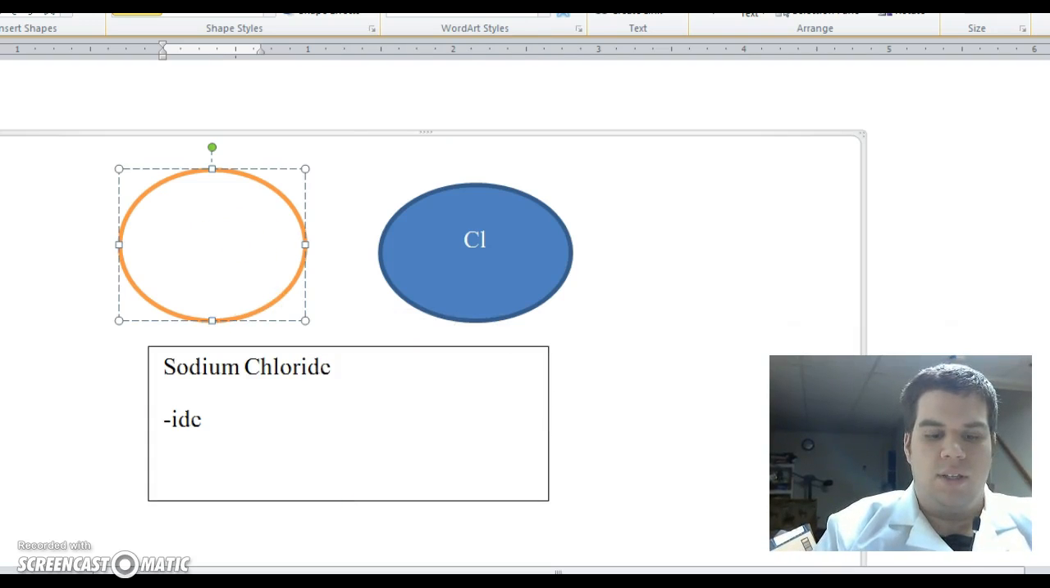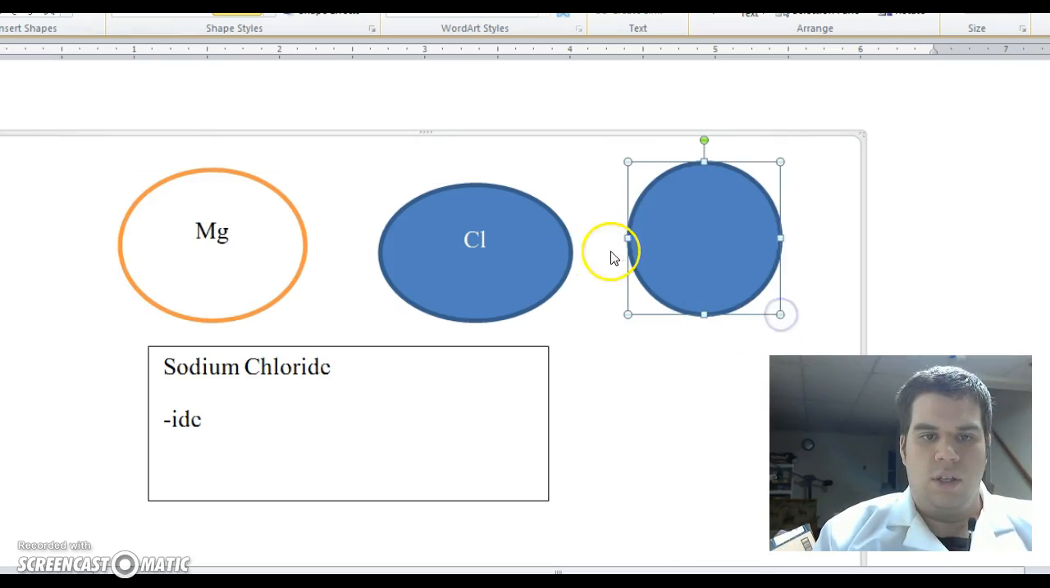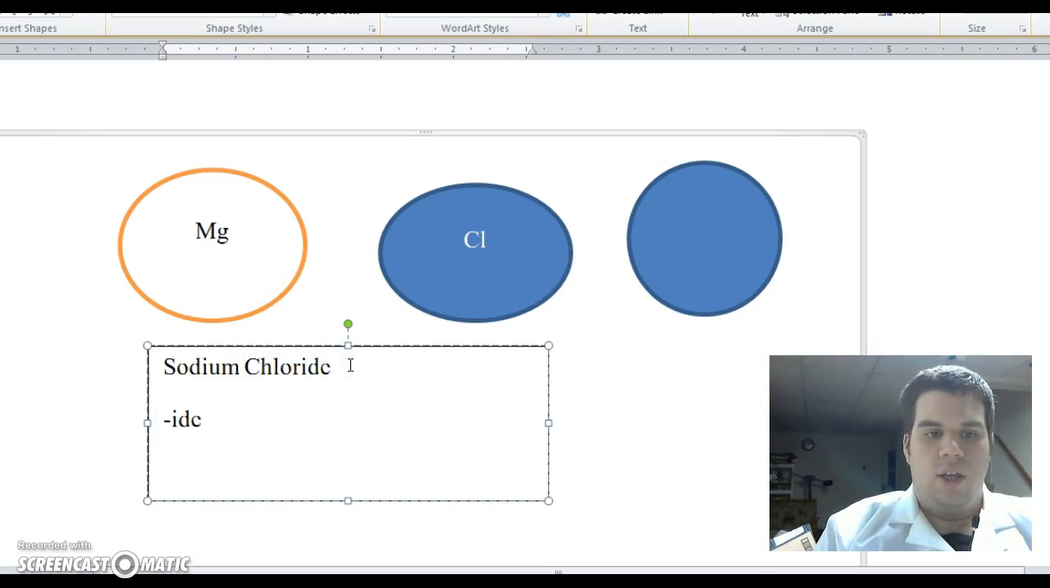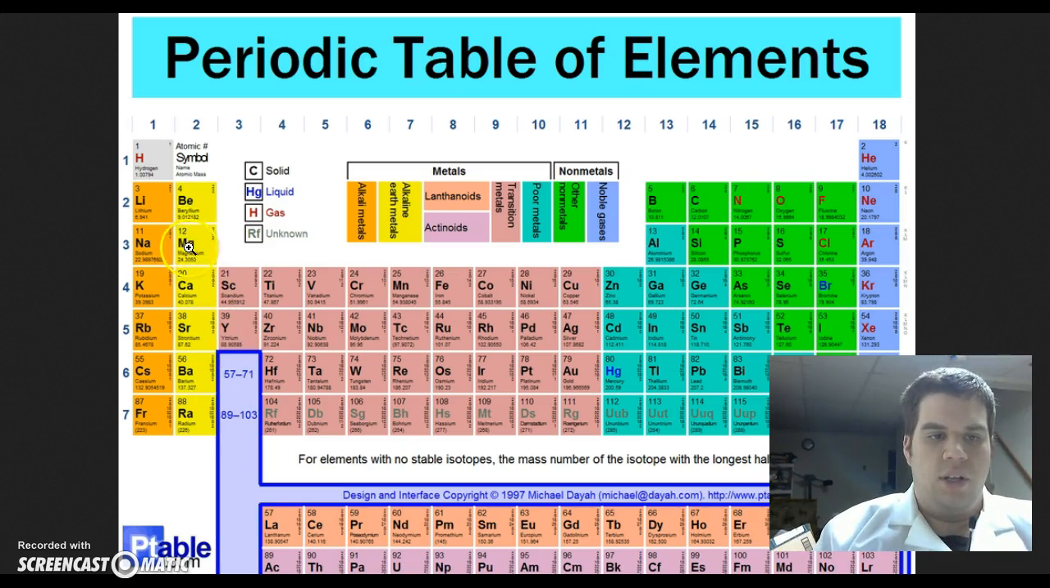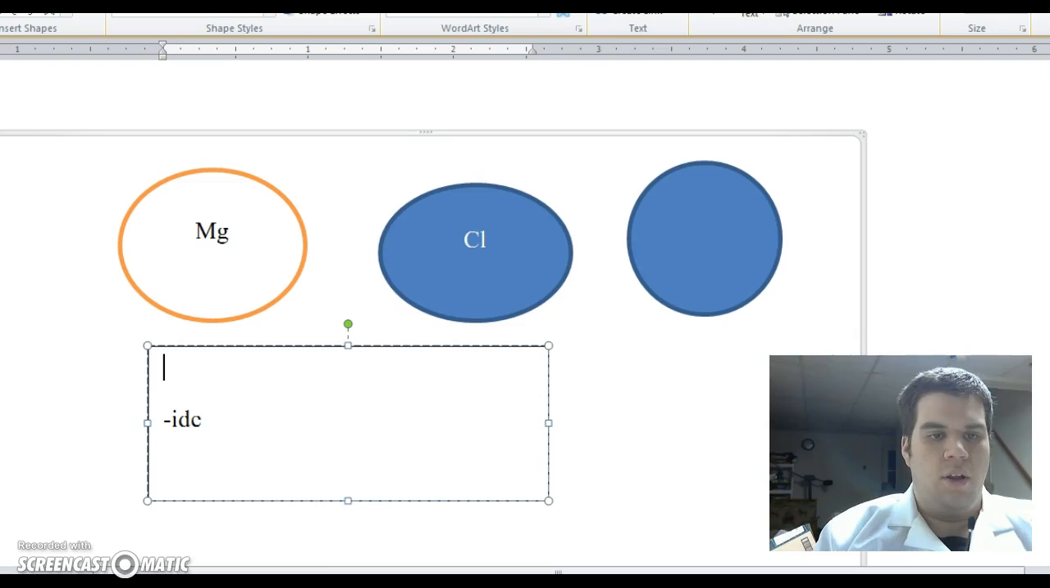Real quick, let's say I have magnesium chloride. I would need a second chlorine. So we have two chlorines, one magnesium. It stays the same way. Magnesium, we come over here as our metal. We have two chlorines, but we don't have to worry about that. All we have to do is write down magnesium, and we already know the suffix for chlorine will make it chloride.